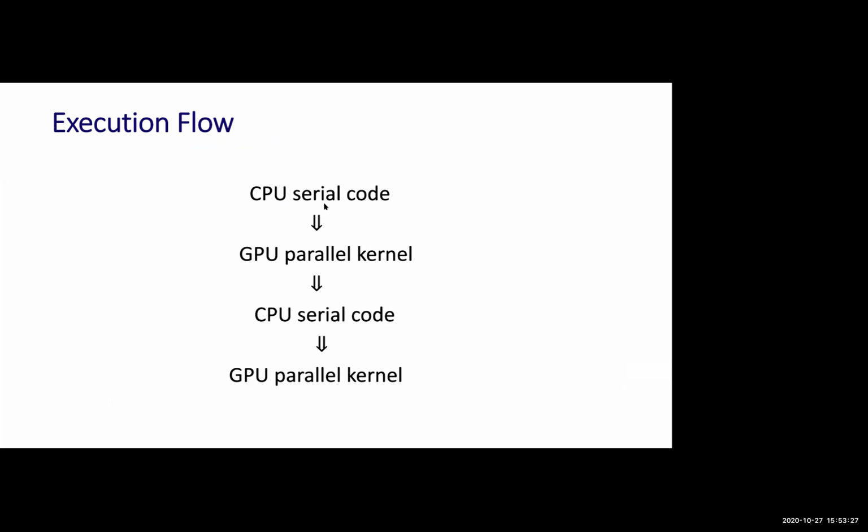Okay, so if you see the execution flow, you have a CPU serial code. First you will execute the CPU code, and then the CPU will issue jobs to run on the GPU. That function is called a CUDA kernel. After operating on the function, it will give the result back to the CPU. Then it will again run some serial functions on the CPU, and then again you will have some other functions.